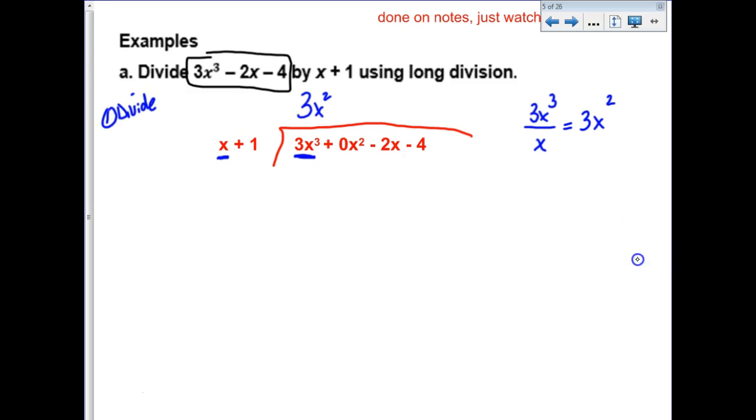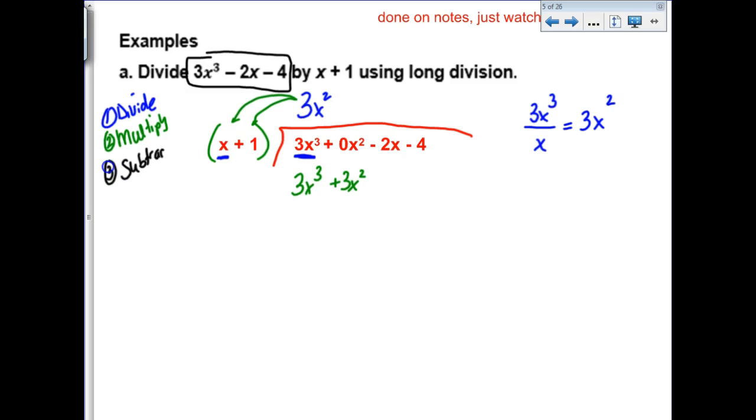Then what do? Then you multiply. So you take the 3x squared and you multiply it by your divisor. The entire divisor though, right? So that gives you 3x to the third power plus 3x squared. And then what do? Because we're going to subtract.